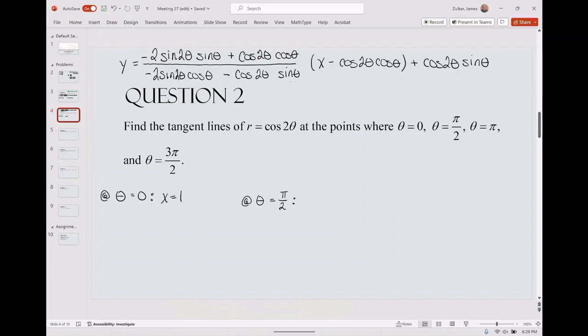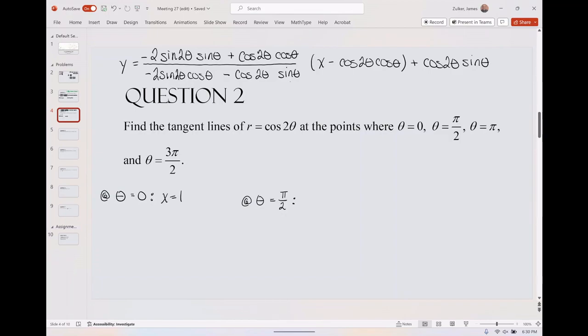Because cosine of pi is -1. Yeah, so it would be +1. Minus -1 times 1. Right, because remember, that's 2 times pi over 2. So +1 in the denominator. What's sine of pi? Zero. Which means that term's 0. Your numerator's 0. Which is a horizontal line.